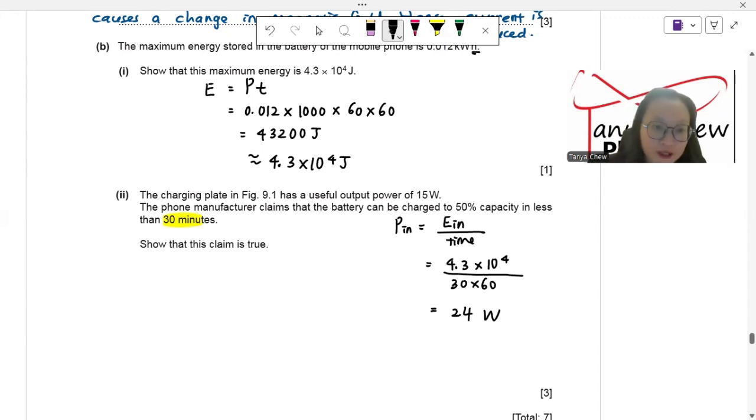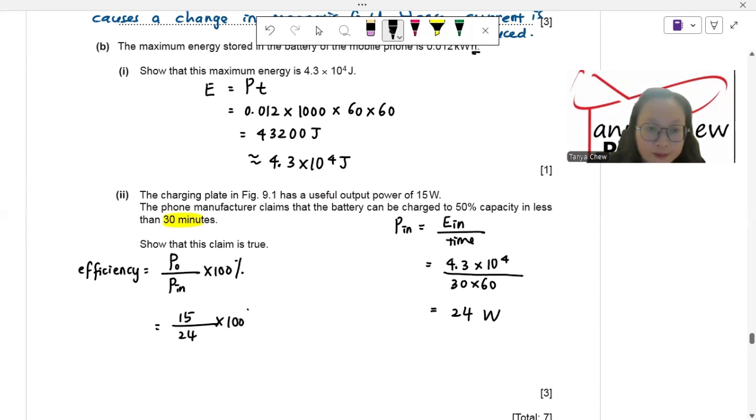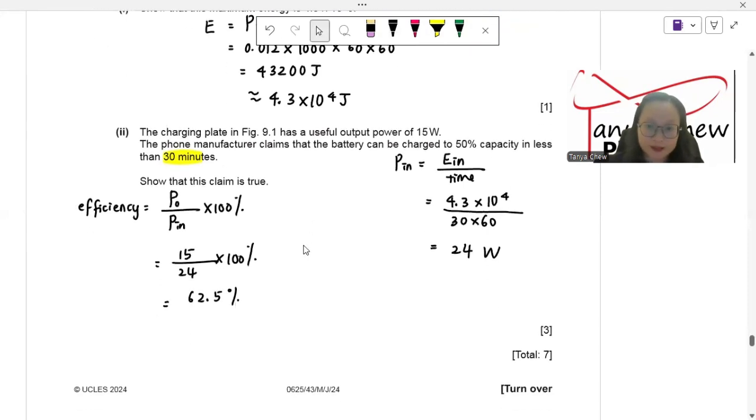Now, use back the equation of efficiency, which is equal to useful output power, right? They already mentioned this is useful output power over input power times 100%. Let us see. The useful output power is 15 watt, input power is 24 watt, and I times 100%. With the maximum time of 30 minutes, I get 62.5%. What? 62.5%. What is that supposed to mean?